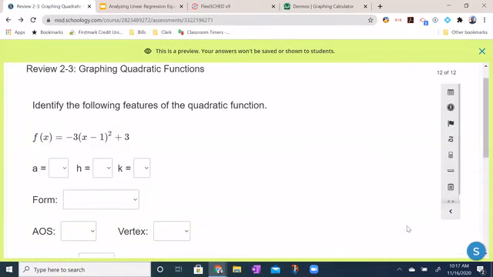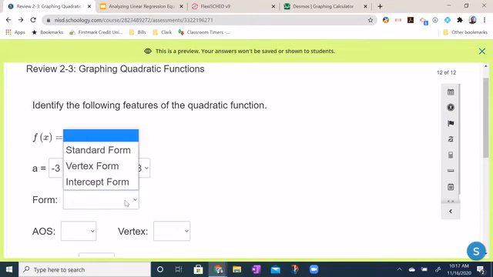All right, guys, last one. Good one. Vertex form. So what we started with. Again, a here is negative 3. Okay. h, remember we got to change this sign. h will be a positive 1. Okay. k, we don't change at all. Positive 3.